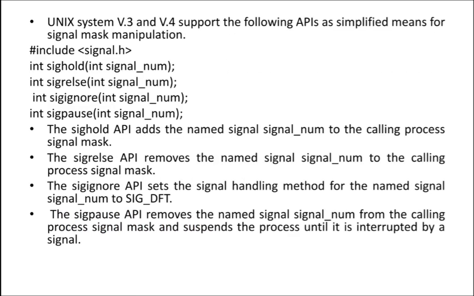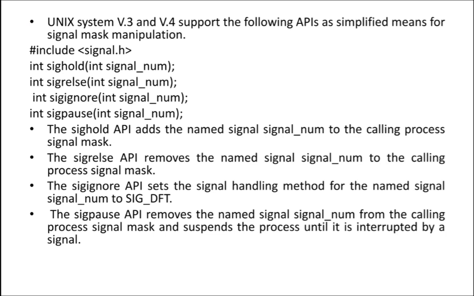So in Unix System V3 and V4, right, this Unix System V3 and V4 supports the following APIs as simplified means for signal mask manipulation, right? So these APIs are supported in V3 and V4, just remember that, right? What are those APIs? sighold, sigrelse, sigignore, sigpause. For every function you are going to give the argument signal number. Signal number will act as the address of the particular signal. For every signal there will be a signal number.